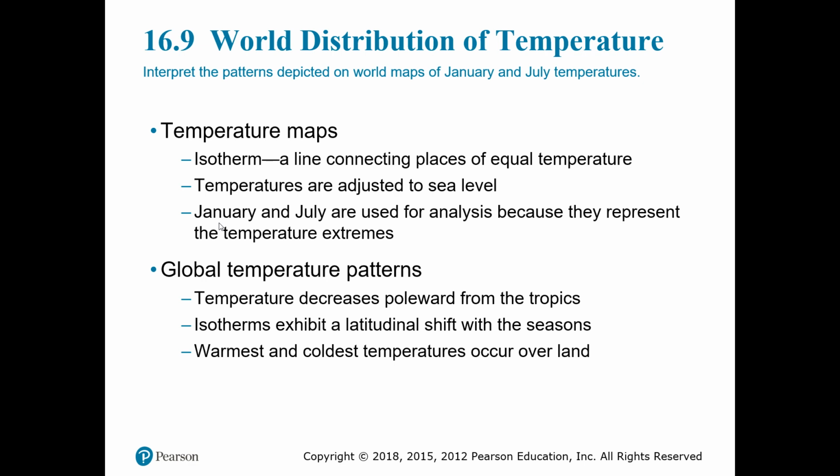Isotherms also show this latitudinal shift with the seasons. Remember that the sun is directly overhead on June 21st or 22nd, not at the equator, but at the Tropic of Cancer, which is 23.5 degrees north. So where we have our warmest areas shifts throughout the year, following where the sun is most directly striking the surface of the earth.